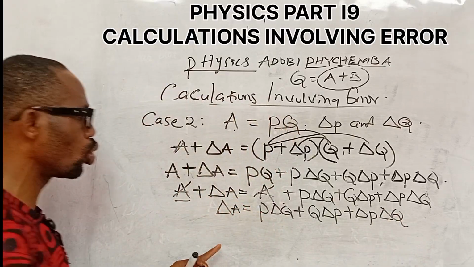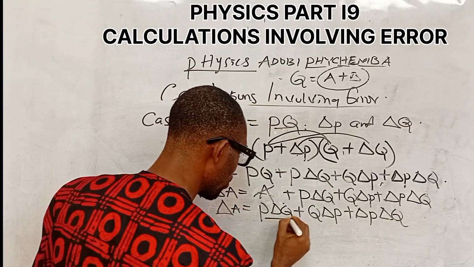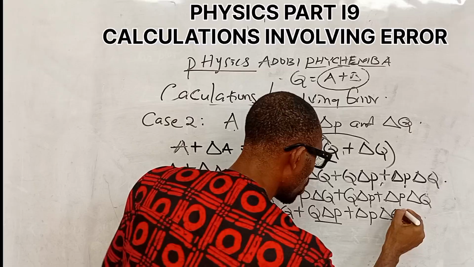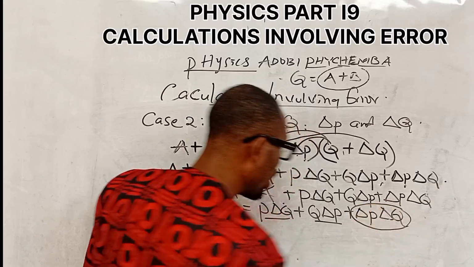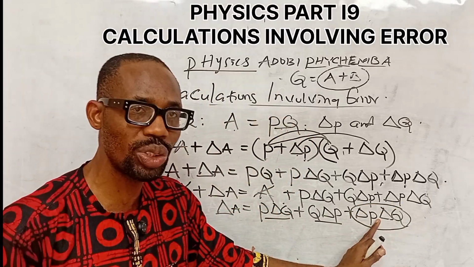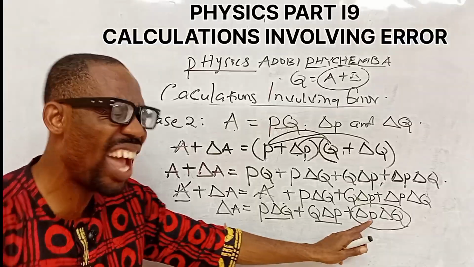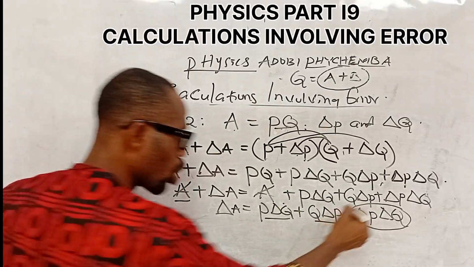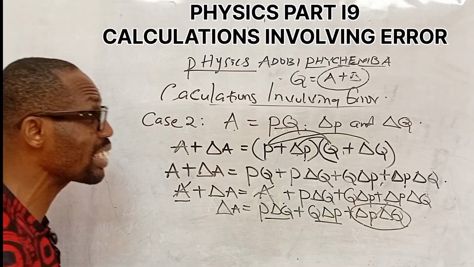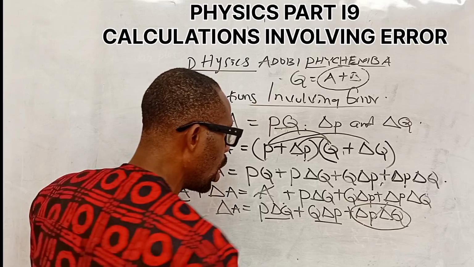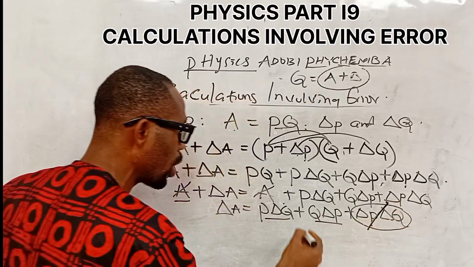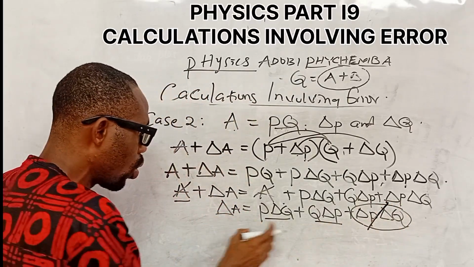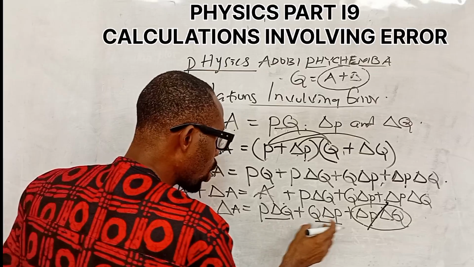There's something I want you to observe here. Look at this one. I'm going to circle it. This implies that there are two errors, and these two errors will be very negligible. So we're going to remove this now, because that error is very negligible. It cannot make much impact like the error you make with P changing Q and Q changing P.